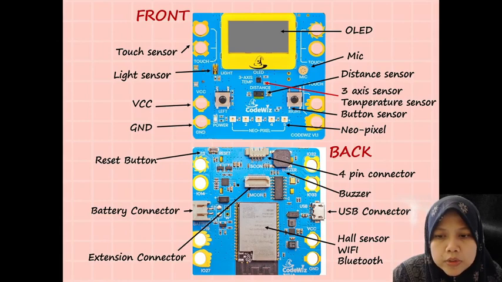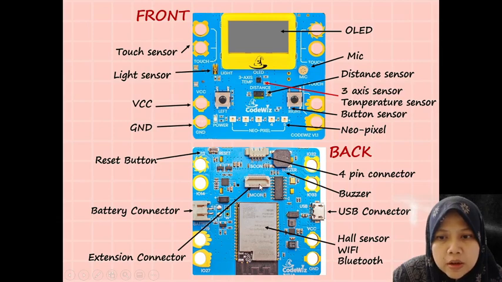This is the CODEWIZ board. I will show you. This is the front of the board, which has the touch sensor, light sensor. This is VCC and GND. This is the OLED. This is a microphone, distance sensor, the 3-axis sensor or temperature sensor. This is the button sensor, which has left and right buttons, and this is the NeoPixel.